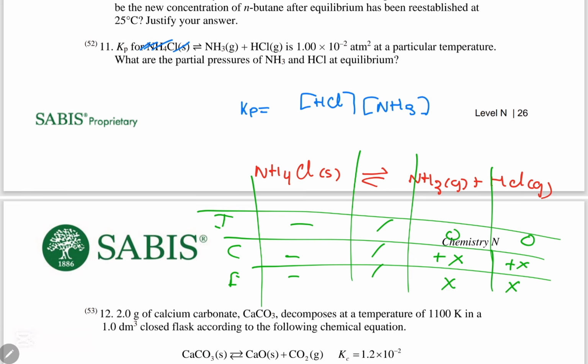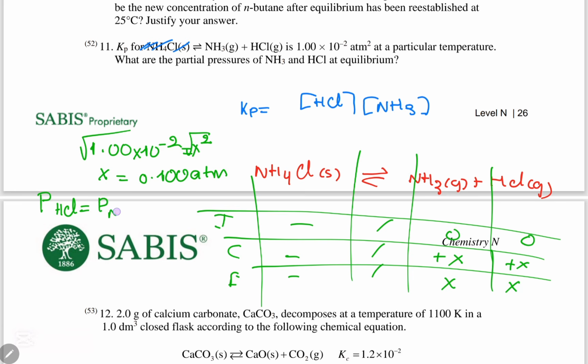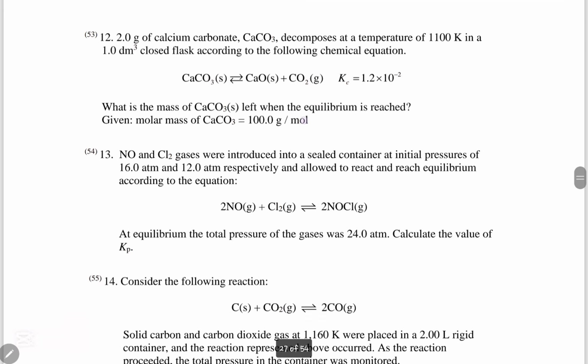So if I substitute the values, I get Kp, which is 1.00 times 10 to the power of minus 2. It's equal to x squared. So I'm going to need to do radical on both sides. I will get that x is equal to 0.100 atmospheres. So the partial pressure of HCl is equal to the partial pressure of NH3, which is equal to 0.100 atmospheres. That's it for question 11. We'll move on to question 12.